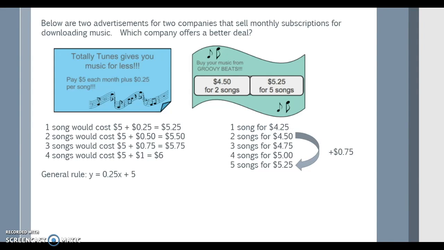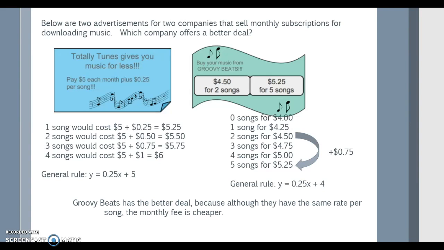So therefore, if we go backwards and subtract 25 cents, we would be at 1 song for $4.25. And 0 songs, subtracting another 25 cents, would be $4. So therefore, they must also be charging 25 cents per song, but their monthly fee is $4. Groovy Beats has the better deal because although they have the same rate per song, their monthly fee is much cheaper.